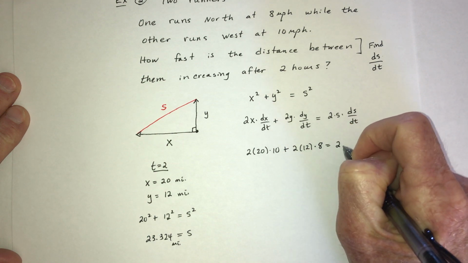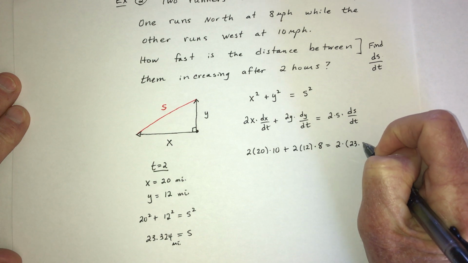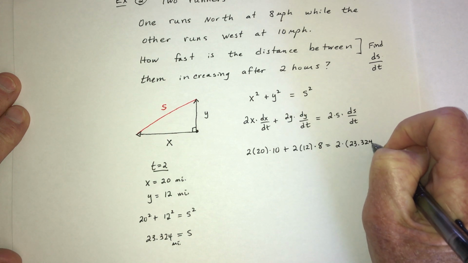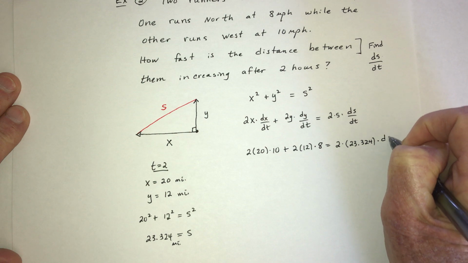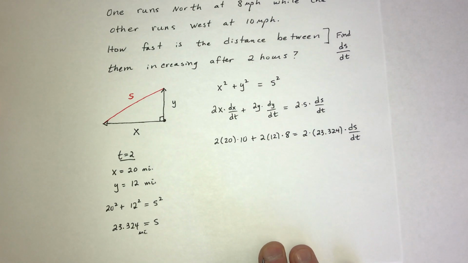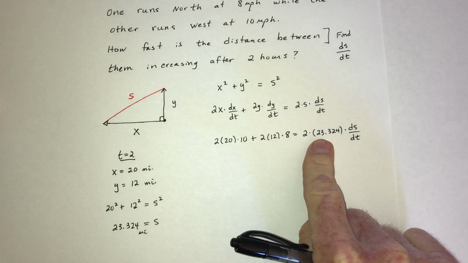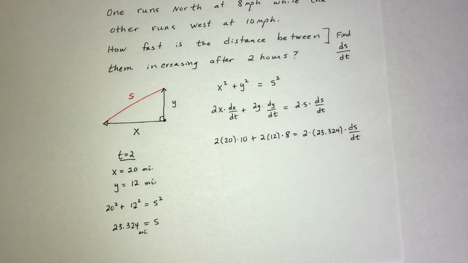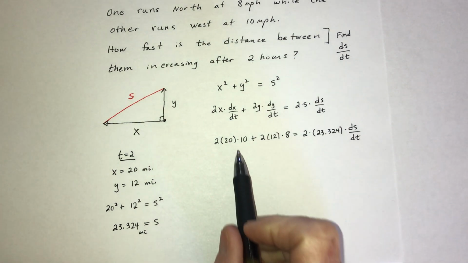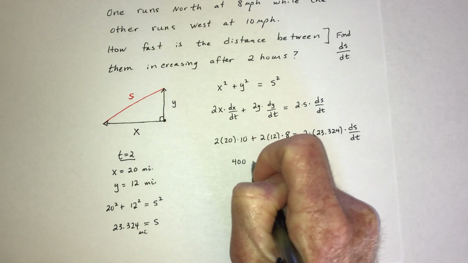And then on the right side, it's going to be 2 times what we just got for s, 23.324, and then times the ds dt. So now all we need to do is add up all of this and then divide both sides by that. So this is going to be 40 with an extra 0 at the end. That's 400.